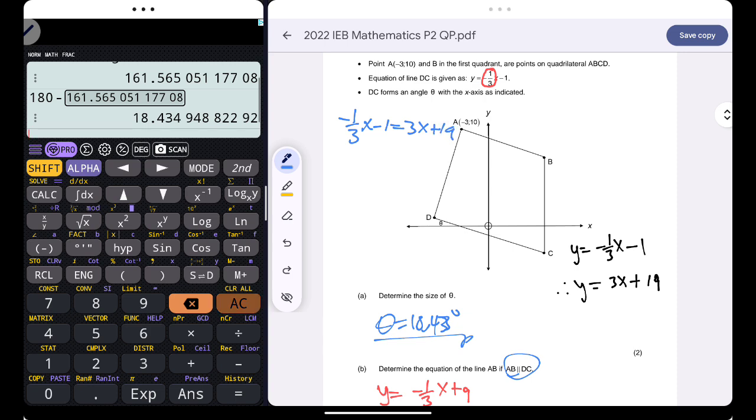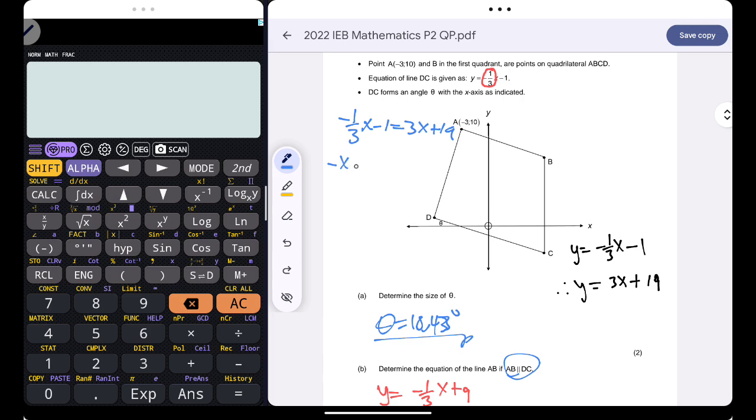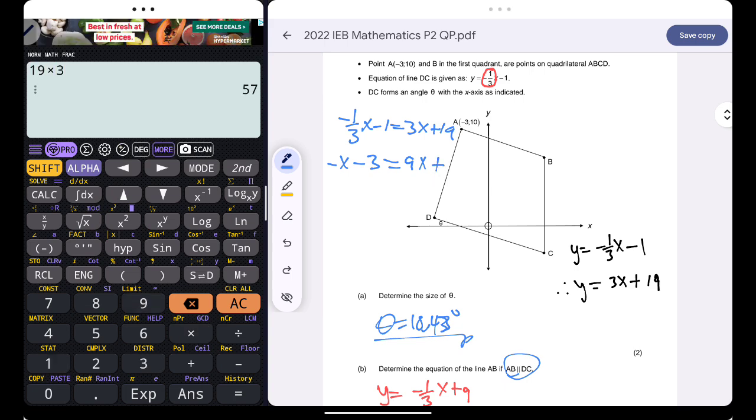For me to solve x, guys, I need to remove the fractions. That means I must multiply everything by 3, since 3 is my LCD. I'll be left with a negative x here, minus 3. I'll have 9x. 19 times 3 is 57. So I'll have 57 there, né?